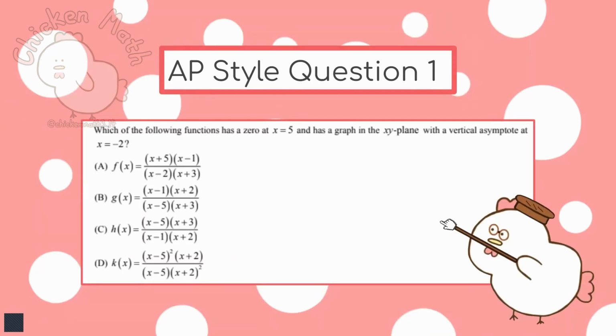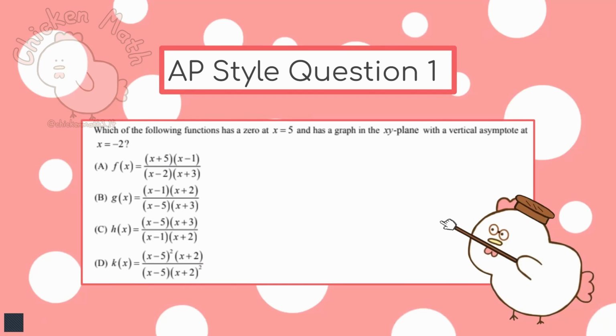Here we're going to practice an AP style question, and it's telling us that there's a function that has a 0 at x equals 5 and a vertical asymptote at x equals negative 2. I'm just going to go through each answer choice and explain if they are right or wrong. Okay, first we need to see which functions have a 0 at x equals 5. We can see that option A doesn't. It has a 0 at x equals negative 5. Option B doesn't either, as we can see that there's no factor of x minus 5 in the numerator.